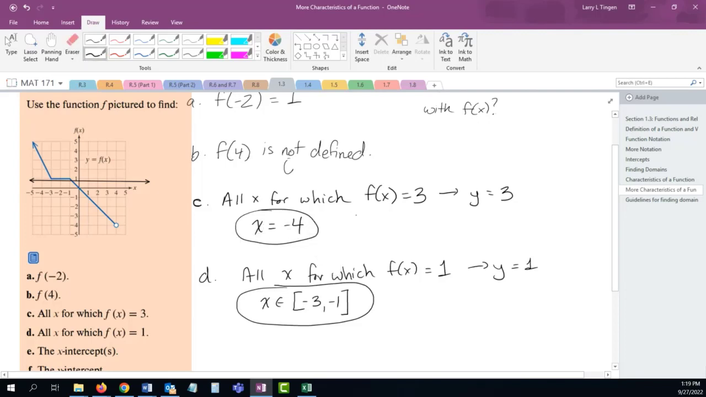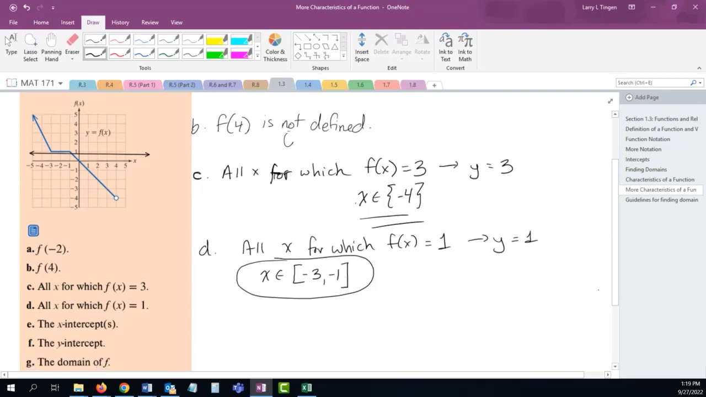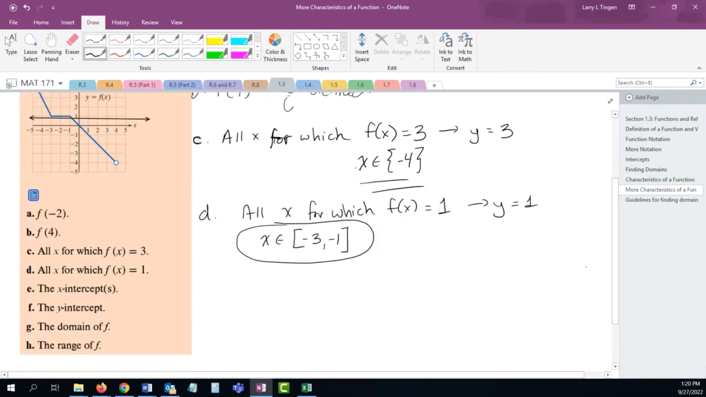I guess the notation up here, I'm not trying to be the notation police, but we want to be consistent. This is actually the right answer because x equals -4 is a line, but that's just me making sure that I stay consistent, if you're learning the process or the language. So all the x's where y is 3, it's just at -4. All the x's where y is 1, that's a whole bunch, and they're all the numbers between -3 and -1, including the endpoints.